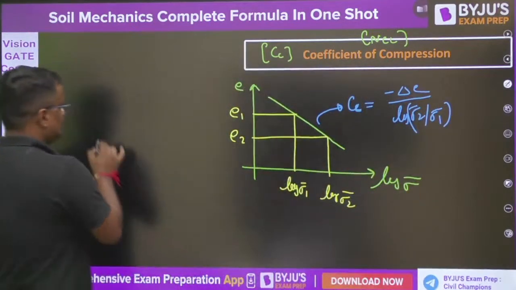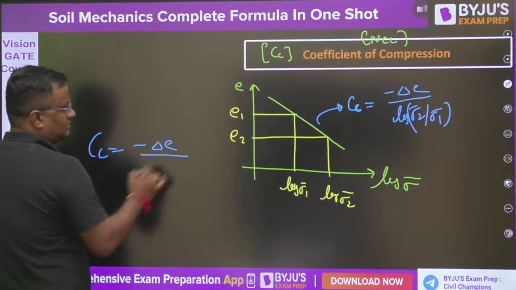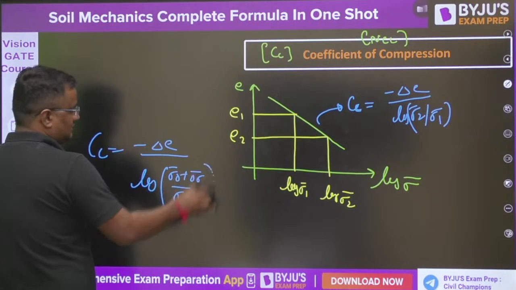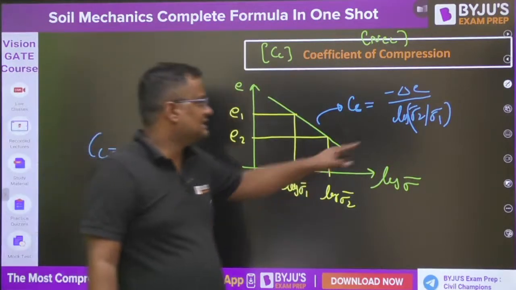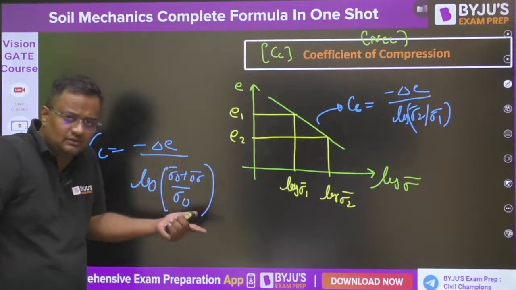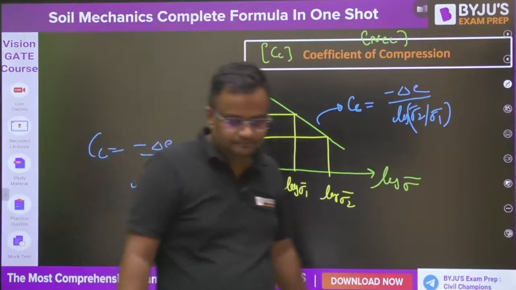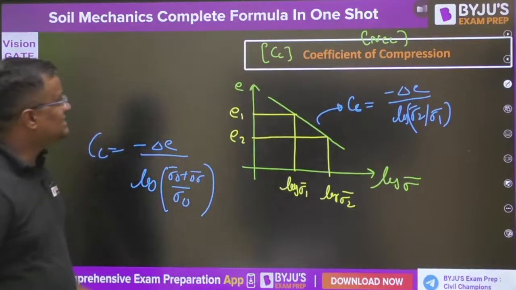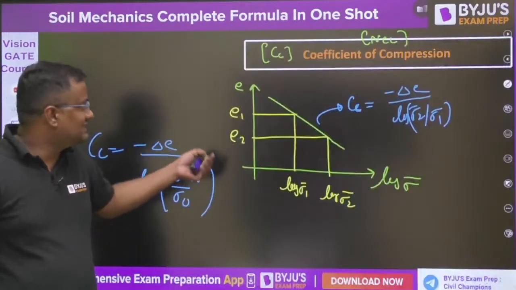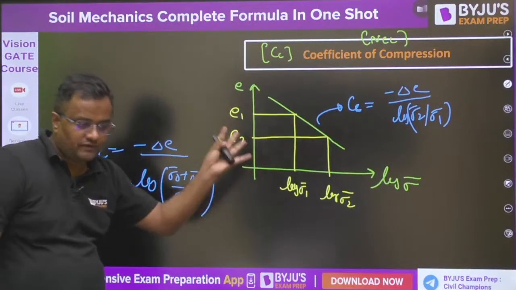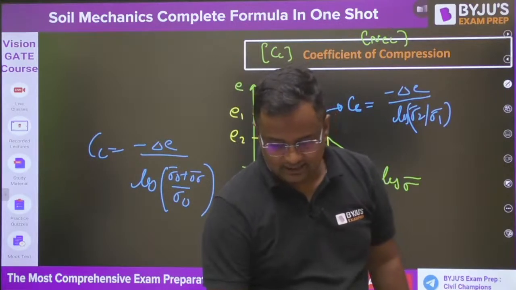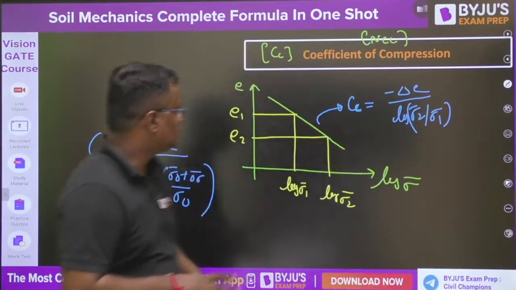This is also sometimes written as minus delta E log sigma naught bar upon sigma naught bar plus delta sigma. I can write two numbers as x and y, or I can write them as x and x plus something, x plus alpha. So CC is more widely used than AV. The reason is very simple: CC is the slope of a straight line, and the slope of a straight line is always constant. So we use CC more.